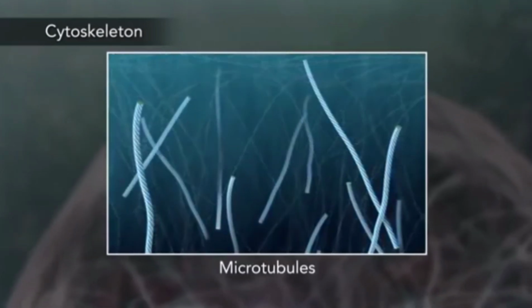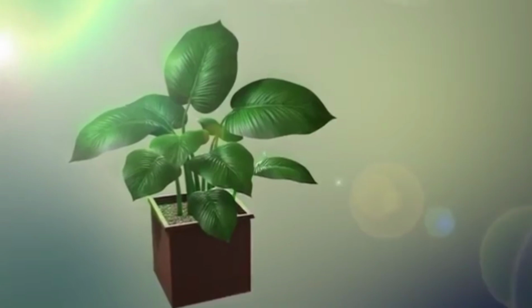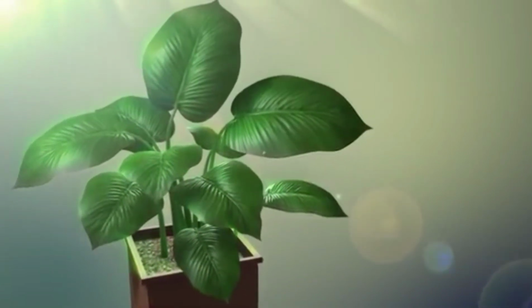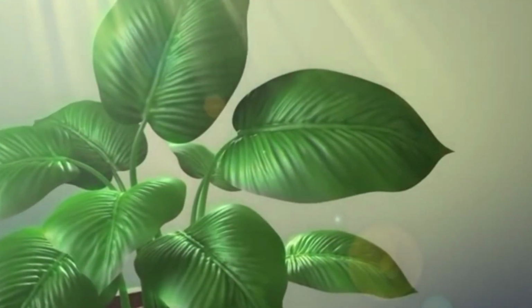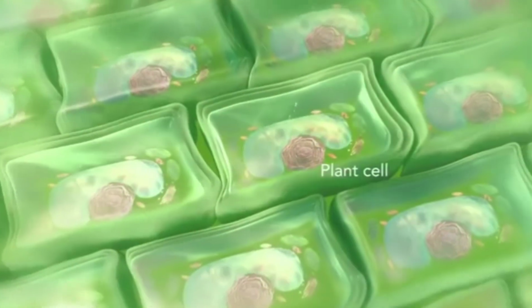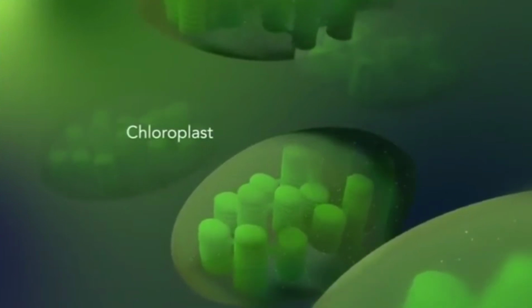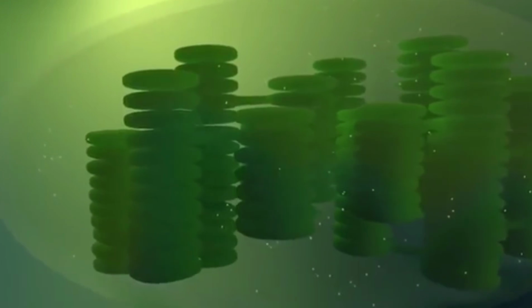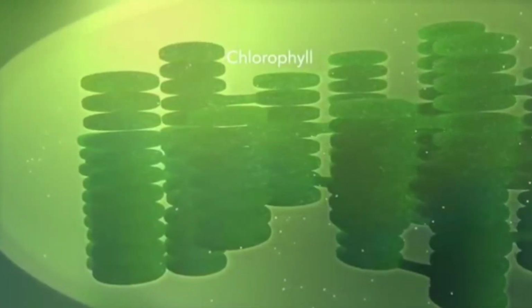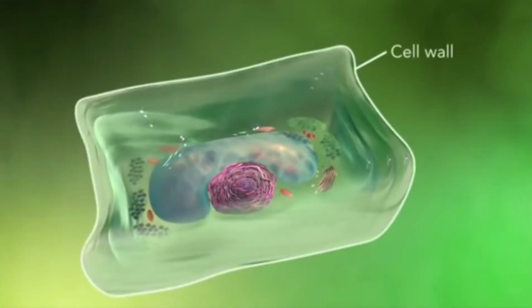This includes the thread-like microfilaments, which are made of proteins, and microtubules, the thin hollow tubes. Some organisms, like plants, are autotrophic, meaning they capture energy from sunlight. They have cell structures called chloroplasts, where photosynthesis happens. That is a chloroplast.